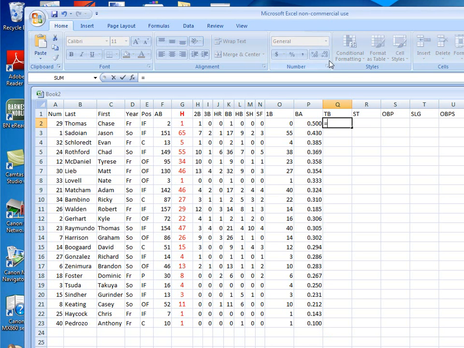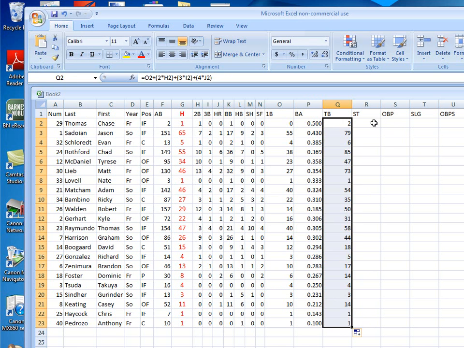So again, just go very slowly and follow the formula one at a time. Equals 1B, so the 1B is what we just calculated here. It's in O2 plus left paren 2 star. The star is the multiplication operator. It means times, and 2B is in H2. Right paren plus, so you can see a pattern here, obviously 3 star 3B plus, you get 4 points if you hit a home run. That's why home runs are so important. Times HR, which is in J2. Alright, there you go. Now, total bases is an integer. You can't have 2.5 bases, for example. So leave it as an integer. Copy and paste those down.